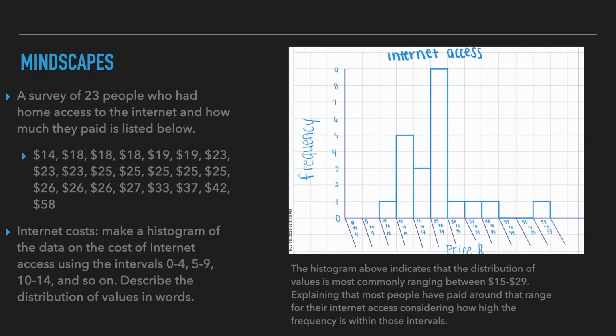Mindscape 1. A survey of 23 people who had home access to the internet and how much they paid is listed below. Make a histogram of the data on the cost of internet access using the intervals 0 to 4, 5 to 9, 10 to 14, and so on. Describe the distribution of values in words. The histogram above indicates that the distribution of values is most commonly ranging between $15 and $29, explaining that most people have paid around that range for the internet access, considering how high the frequency is within those intervals.